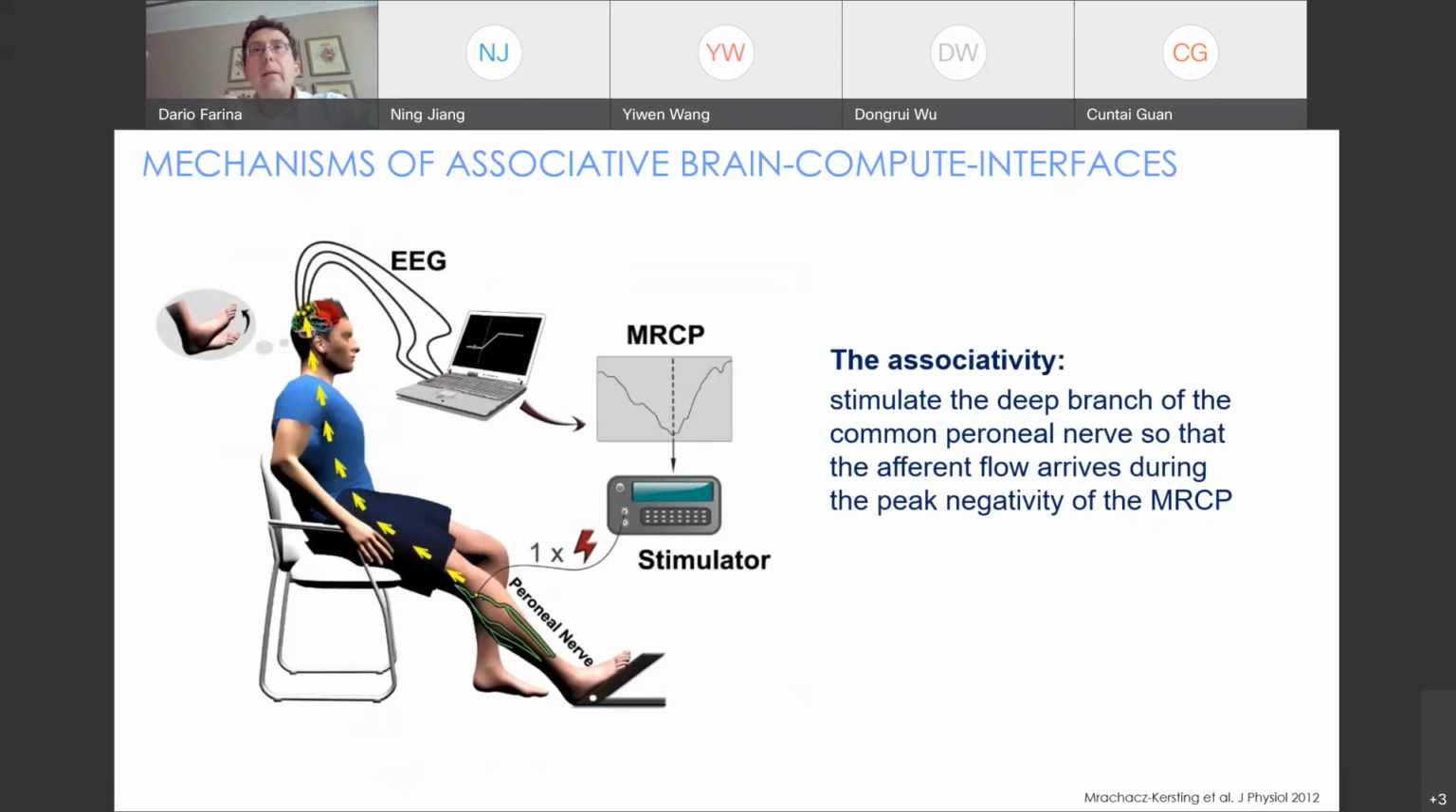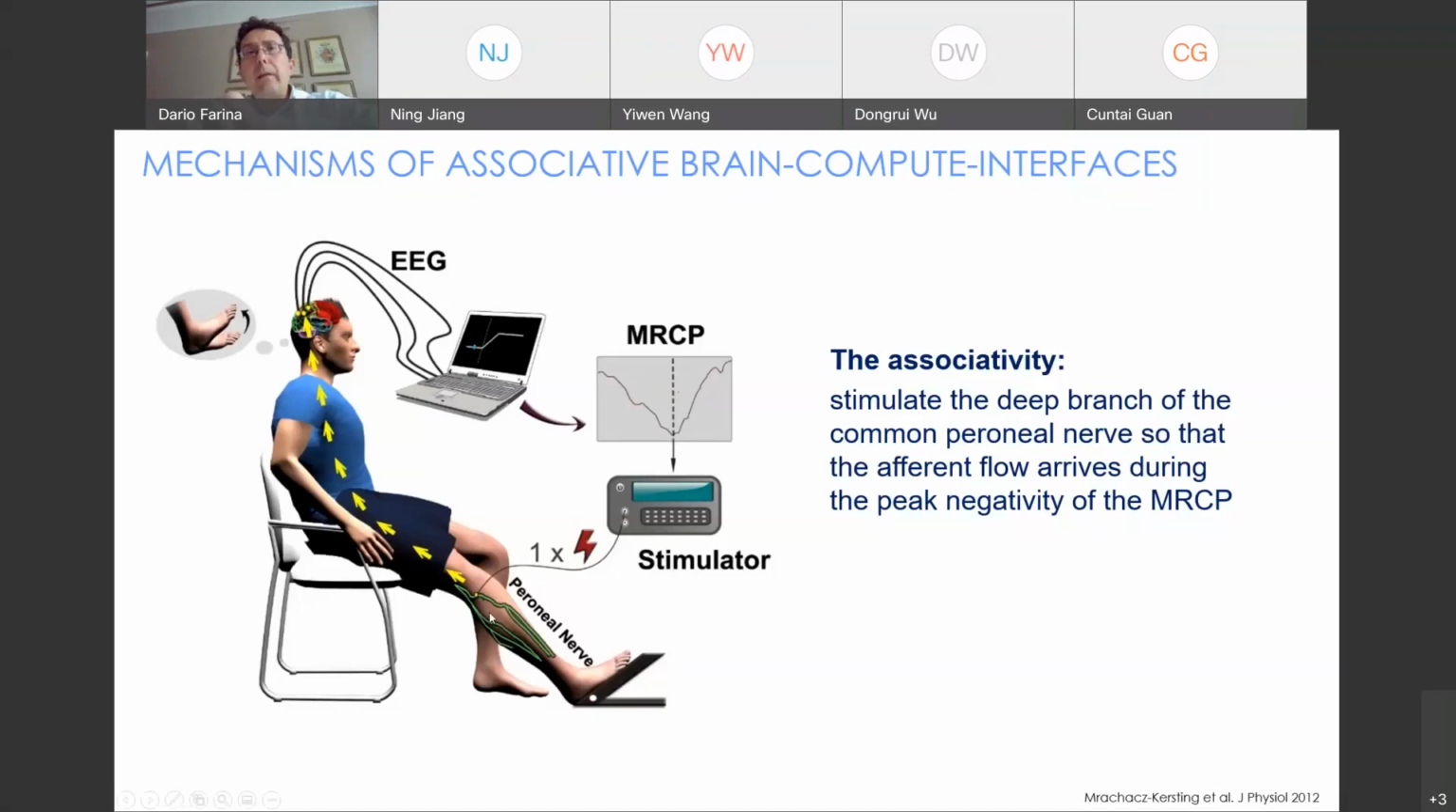We were particularly interested in so-called movement-related cortical potentials, which are slow negative deflections that precede a movement, followed by a rebound after the movement. The peak negativity indicates approximately the time when the motor cortex is releasing the command to the spinal cord and therefore eventually to the muscles. So we were looking at a setup of this type, and we wanted to understand how crucial is the association between motor command and this peripheral stimulus.